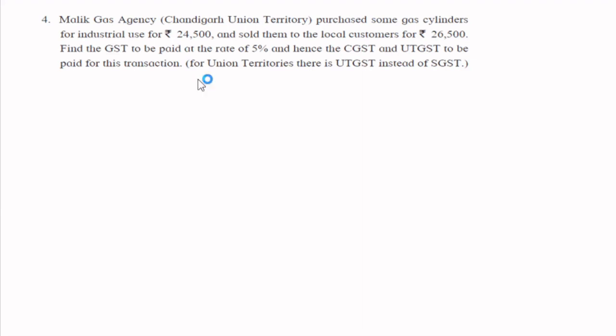Question number 4. Malik Gas Agency, Chandigarh Union Territory. Here there is a new logic, UTGST. For a Union Territory, we have UTGST. We don't have SGST because it's not a state, it's a Union Territory. So instead of SGST, they have to pay UTGST and CGST. So you have to be careful on this.